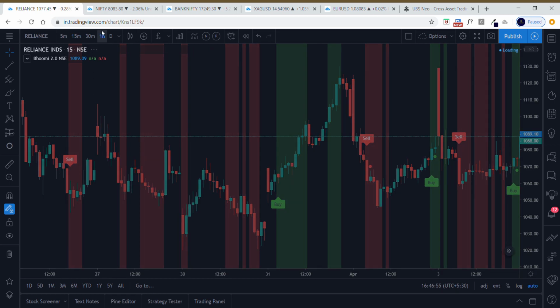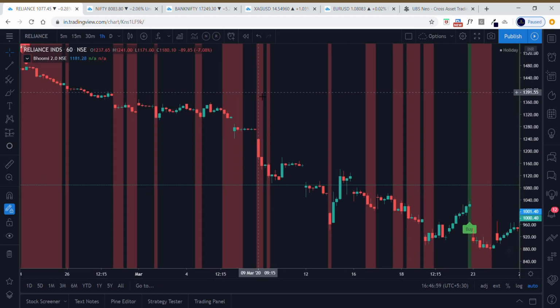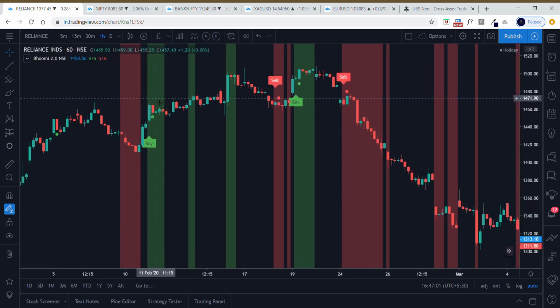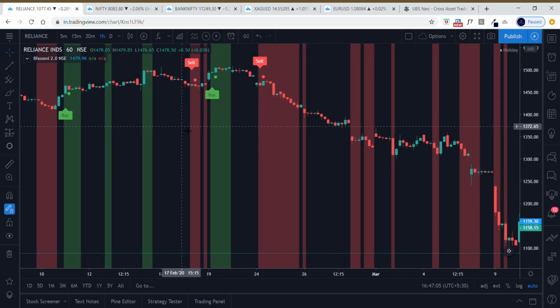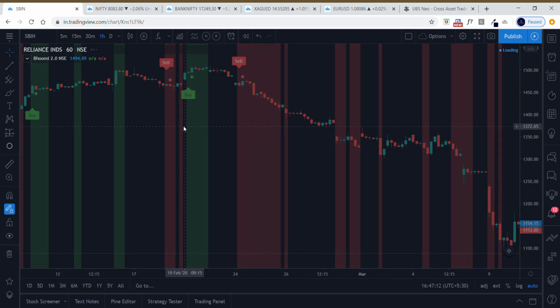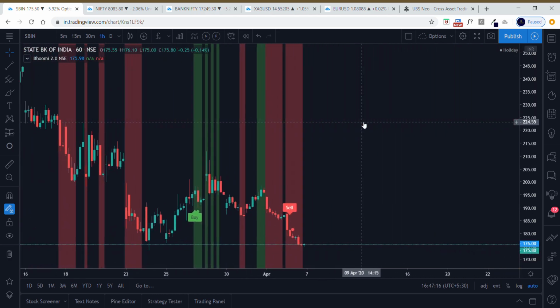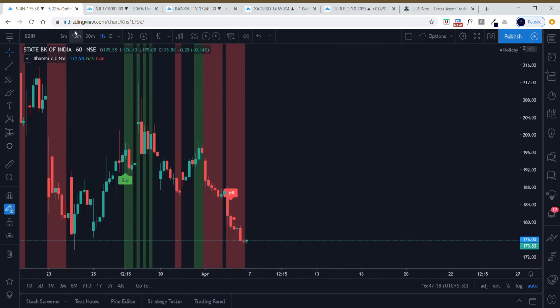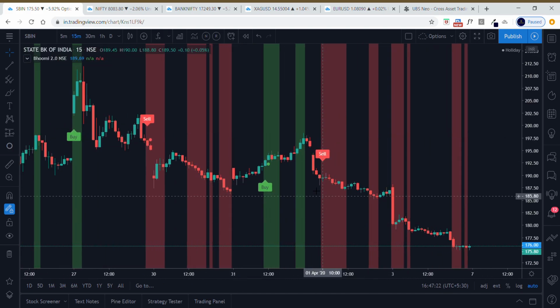And let me come to 1 hour as well for positional traders. This is how it works, guys. The State Bank of India. It's in the sell zone. Let's see how it's acting on 15 minutes. So this is how it's acting, and there's a beautiful entry.